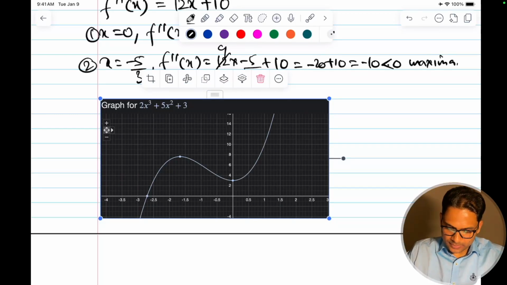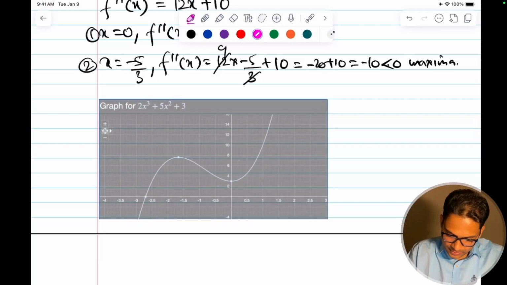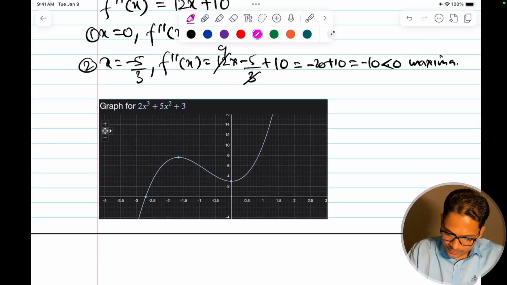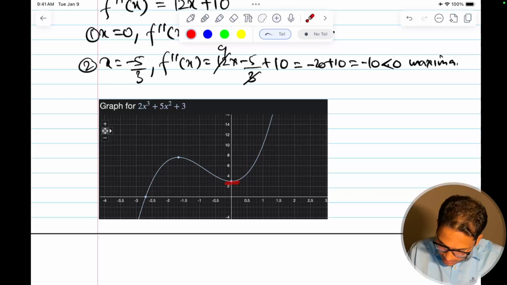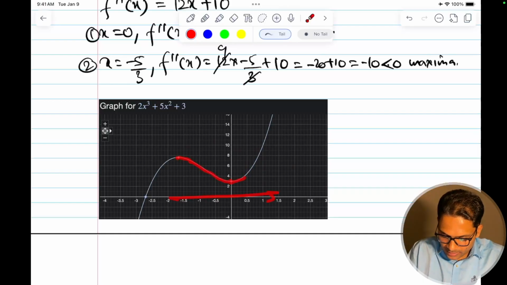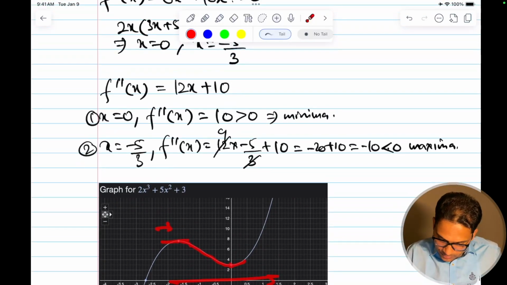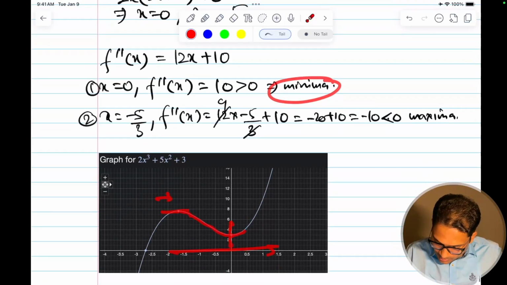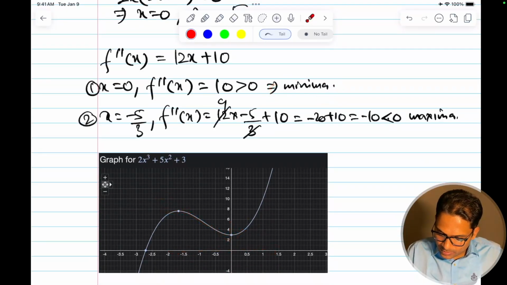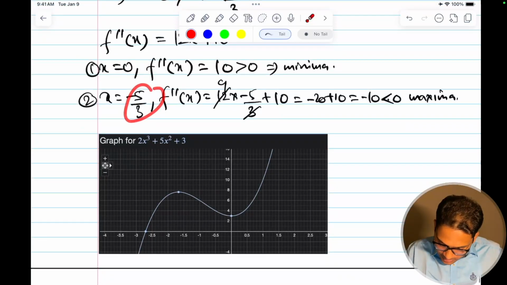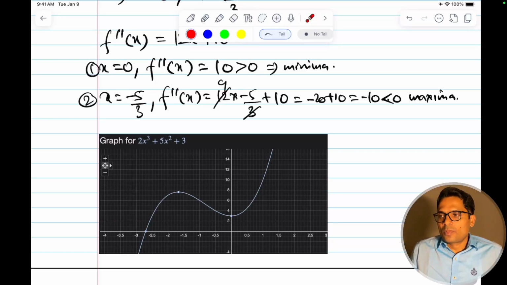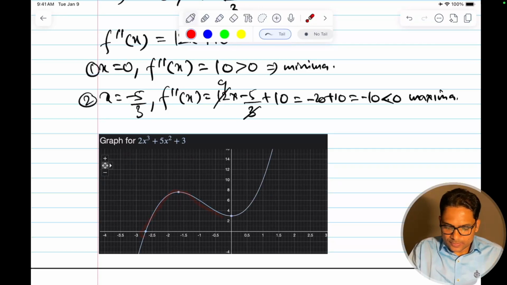Now look at it. What are the points at x equal to 0? At x equal to 0, this is your 0, right? This is your x-axis. At x equal to 0, you see this is a minima, and x equal to minus 5 by 3. You see, this is a minus 5 by 3 point. This is a maxima. You see the graph? This is a maxima point.